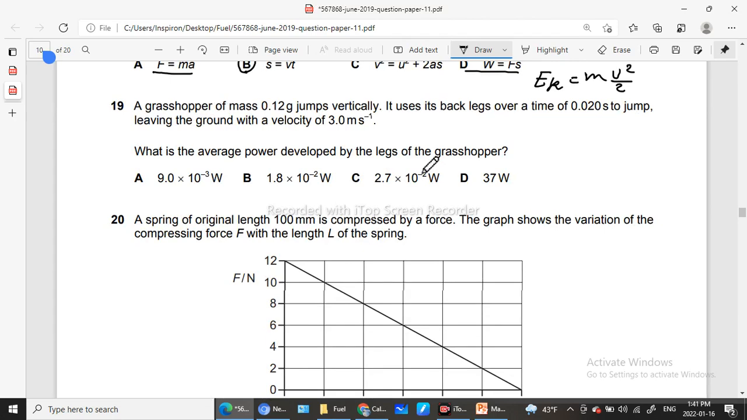A grasshopper of mass 0.12 gram jumps vertically. It uses its back legs over a time of 0.020 seconds to jump, leaving the ground with a velocity of 3.0 meter per second. What is the average power developed by the legs of the grasshopper?